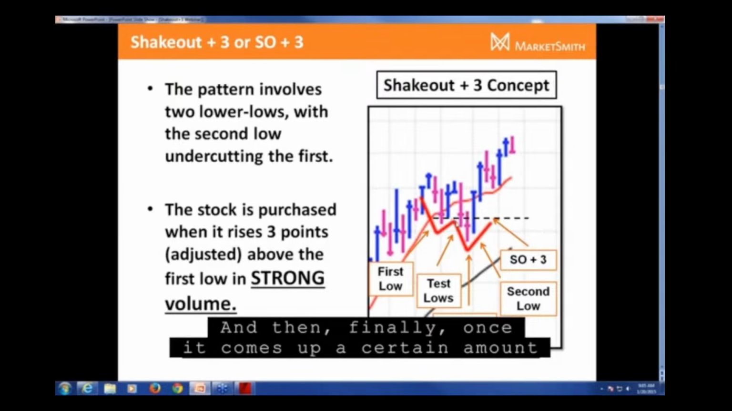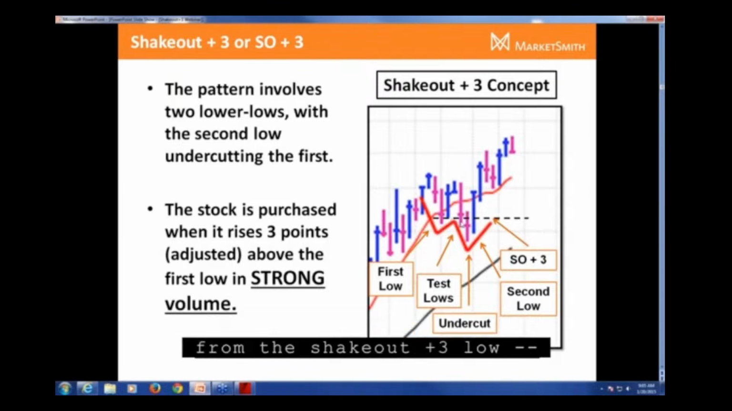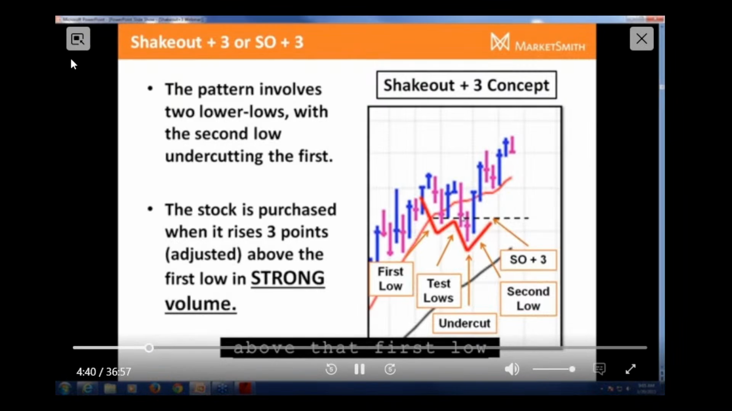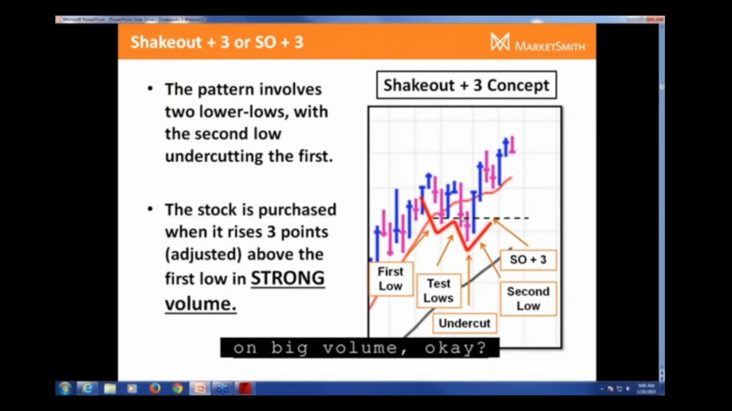And then finally, once it comes up a certain amount from the Shakeout Plus 3 low, from the original low, that's where we will have our Shakeout Plus 3 entry point. So we will show this in a number of examples here. But the key is that we want it to go up a certain amount above that first low on big volume.